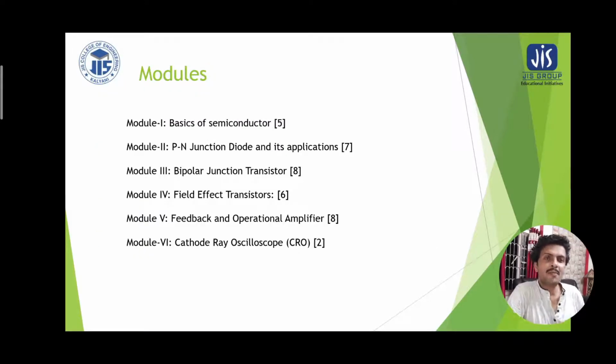In this subject there are 5 modules. Module 1 is the basics of semiconductor, module 2 is the PN junction diode and its applications, module 3 deals with the bipolar junction transistor, and module 4 deals with the field effect transistor. Module 5 is the feedback and operational amplifier. Module 6 is the cathode ray oscilloscope.